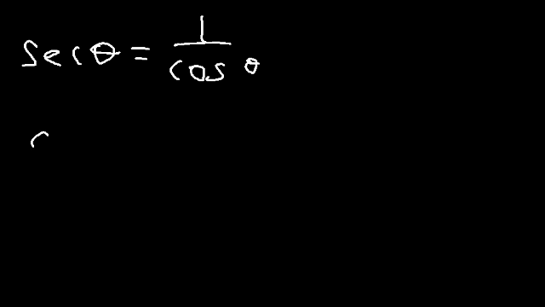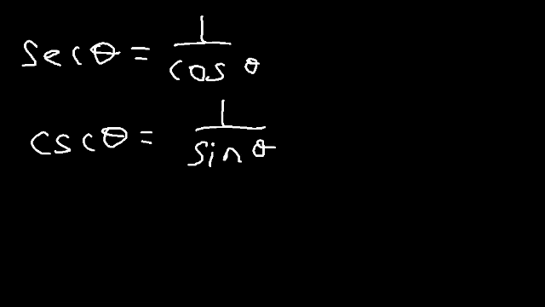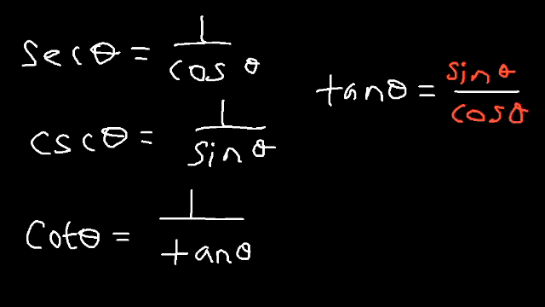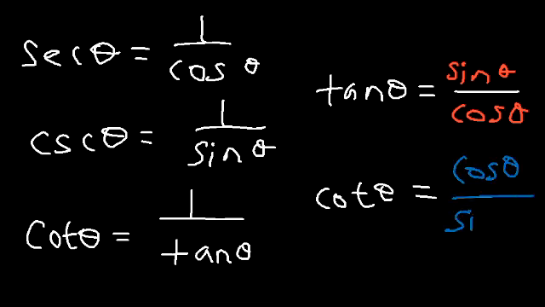Now, there's some other formulas that you need to be familiar with. Secant theta is the reciprocal of cosine. And cosecant theta is the reciprocal of sine. So cosecant is 1 divided by sine. Cotangent theta is equal to 1 over tangent. Also, tan theta is sine theta divided by cosine theta. Therefore, cotangent theta is the opposite. It's cosine divided by sine theta.